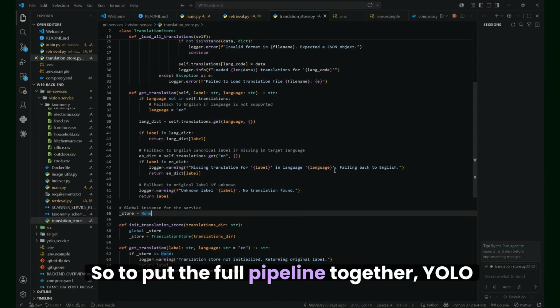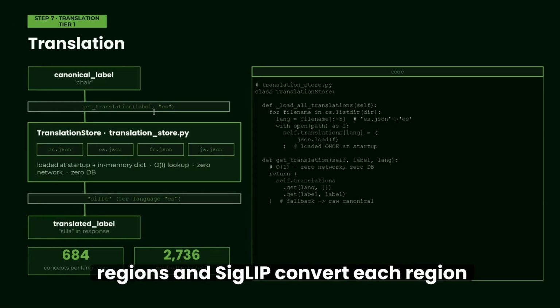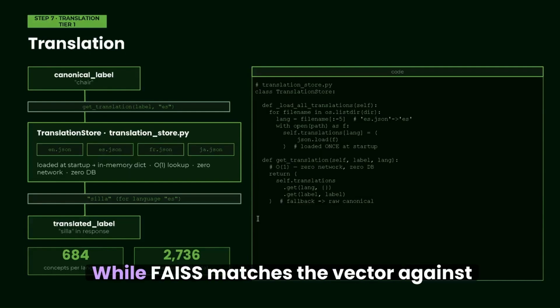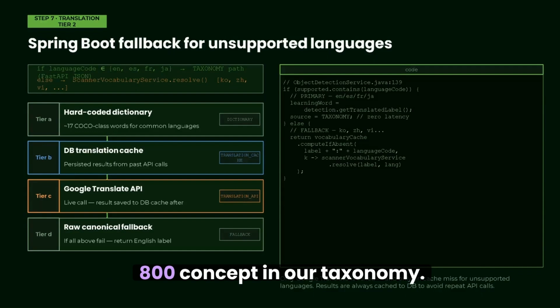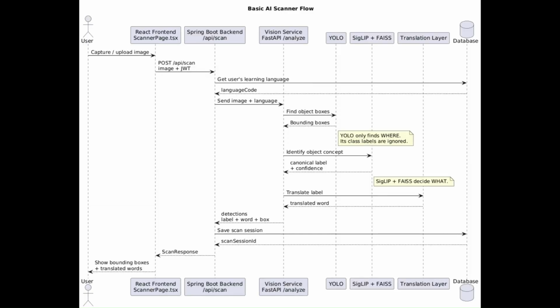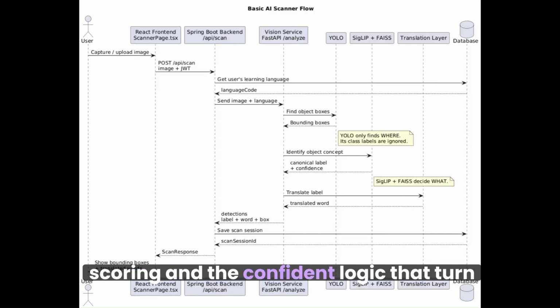So to put the full pipeline together, YOLO segments the frame into candidate regions and CLIP converts each region into a semantic vector that captures what the object actually is, while FAISS matches the vector against 800 concepts in our taxonomy. Crop importance scoring weighs the results of multiple crops into one decision. The models are open source pre-trained components, and what we build is the retrieval architecture on top of them: the taxonomy, the multi-crop scoring, and the confidence logic that turn them into a language learning feature. So that's the scanner feature.